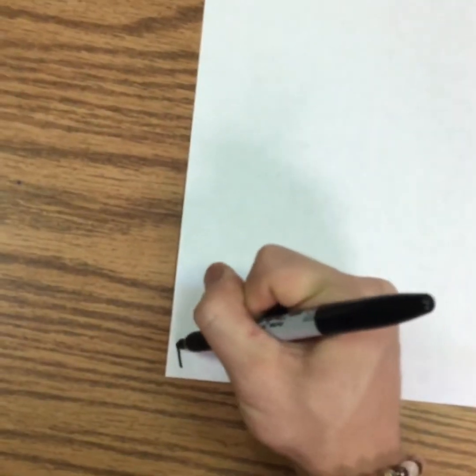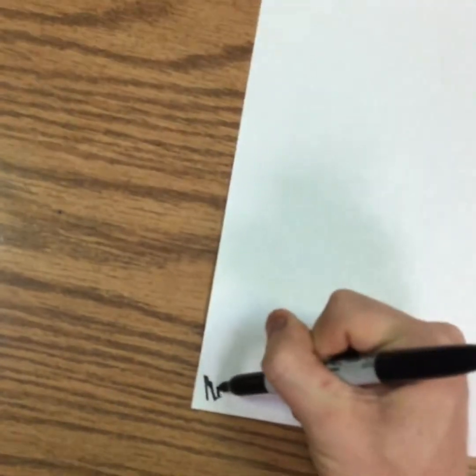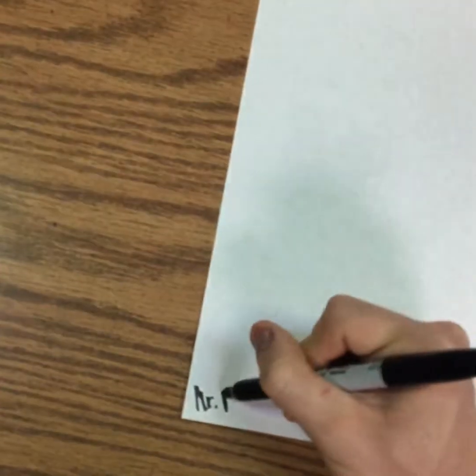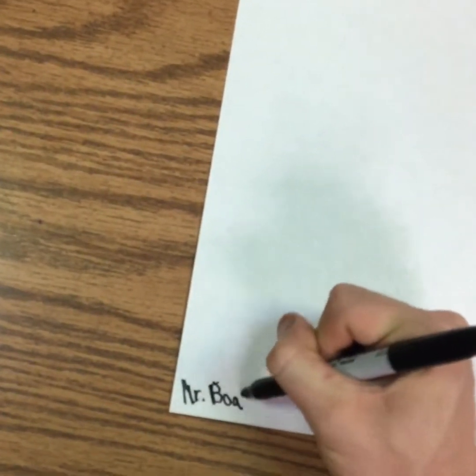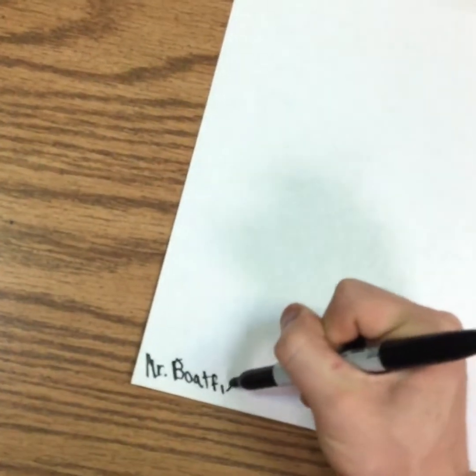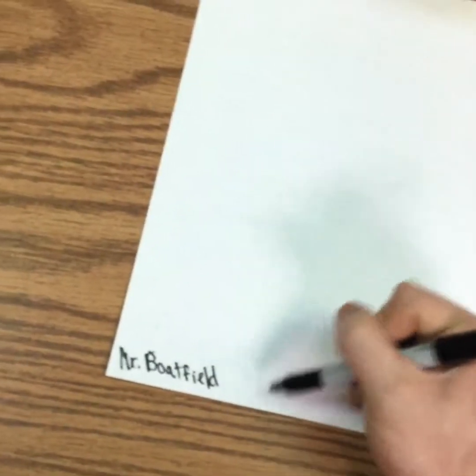So what we're going to do first is we're going to find the very bottom left-hand corner. Please write your name. It's hard to do this with one hand, Mr. Boatfield, but you need to write your name. We're also going to write our class code right next door. I'll pause the video now and give you your class code.